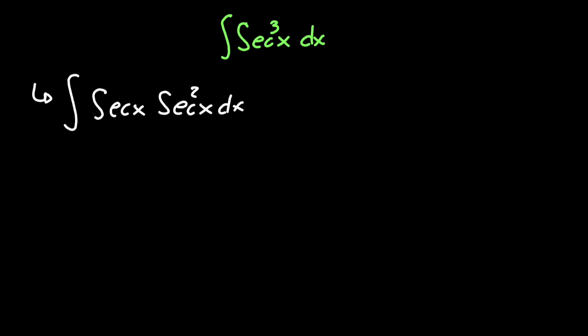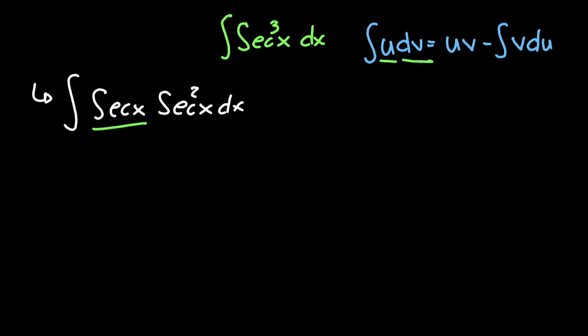Next up would be to use integration by parts. The formula for that would be the integral of u multiplied by dv would be equal to u multiplied by v minus the integral of v multiplied by du. So in our case, u here would be secant of x and dv right here would be secant squared of x dx. Assigning values.